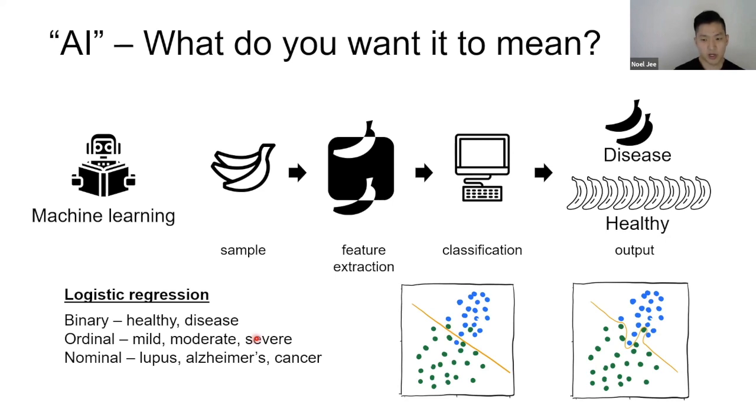An ordinal logistic regression stratifies the input samples into related groups, so they have to be linked, so mild, moderate, severe. And then a nominal logistic regression splits into many categories that are unrelated to each other. So different types of diseases. So you input a bunch of different sample types and it spits out this person has lupus, this one has Alzheimer's, this one has cancer, etc. And so you're able to use these regression models to separate out the blue from the green. And this is obviously a very simple explanation of machine learning applied to creating a binary categorization.